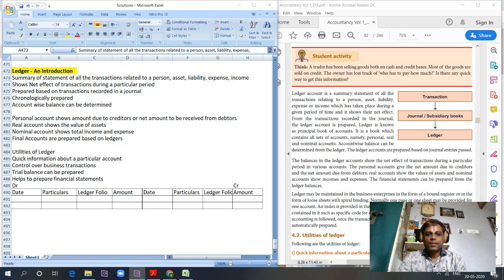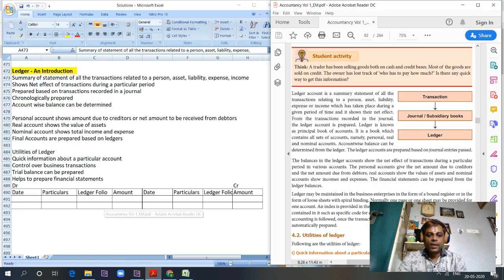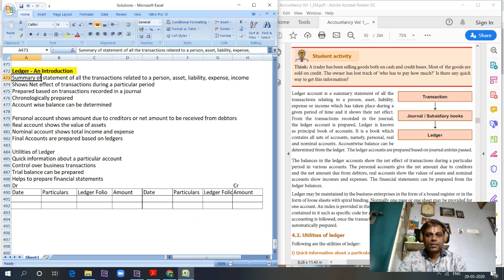Let's discuss the basis of ledgers, what a ledger is, why it is to be prepared, and what the use of a ledger is in today's class. We discussed journalizing transactions based on the source documents, meaning the purchase invoices, sales invoices, pay-in slips, bank pay-in slips, salary slips, etc. We discussed these things in the earlier class, and we also discussed journalizing the transactions based on the accounting concepts and the golden rules.